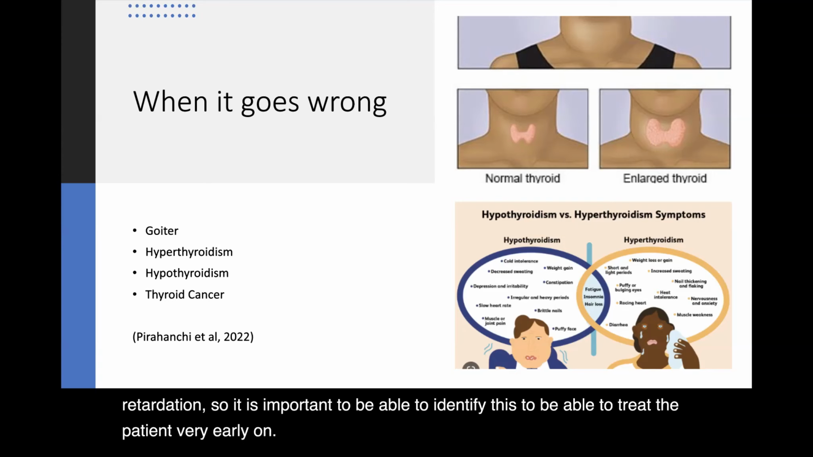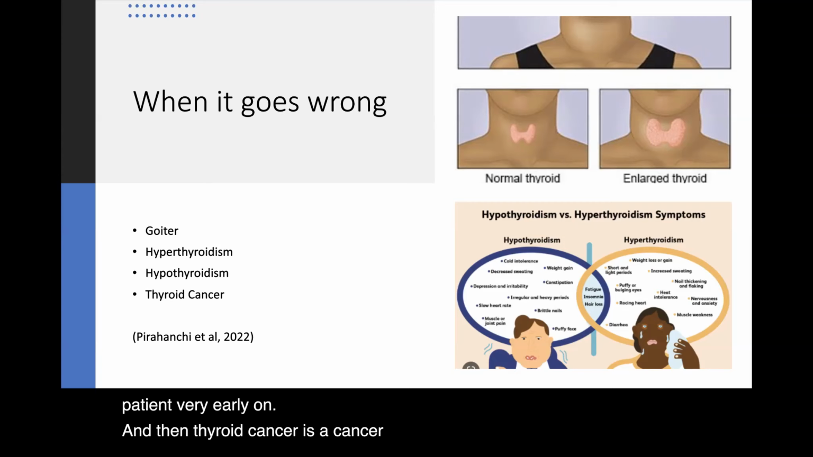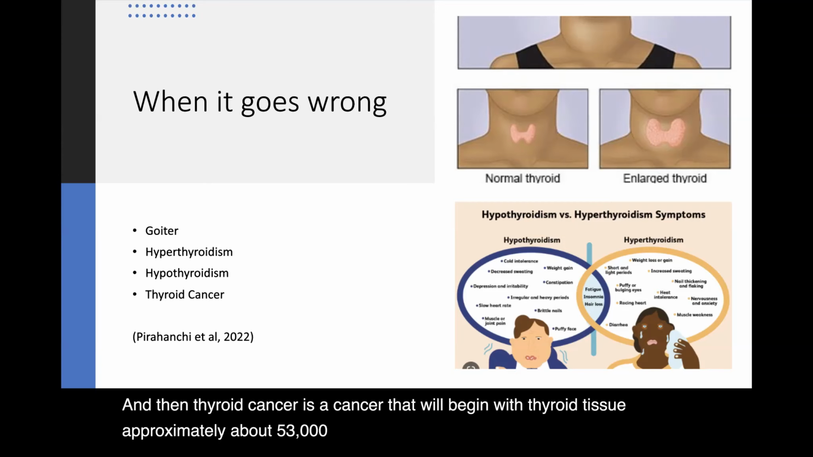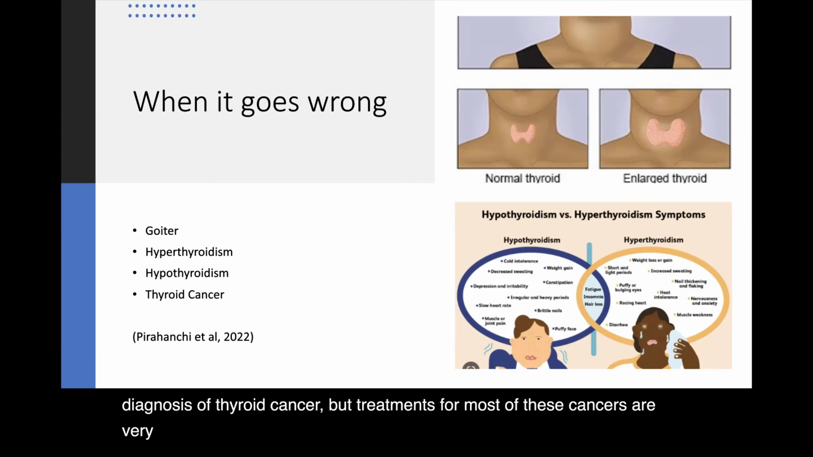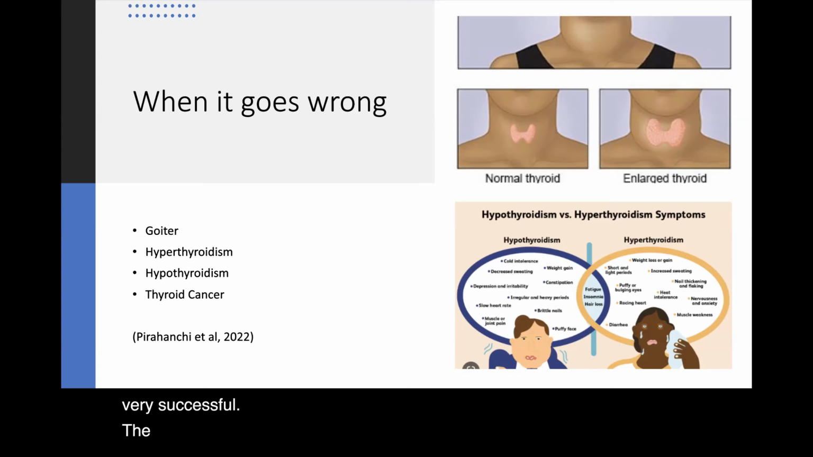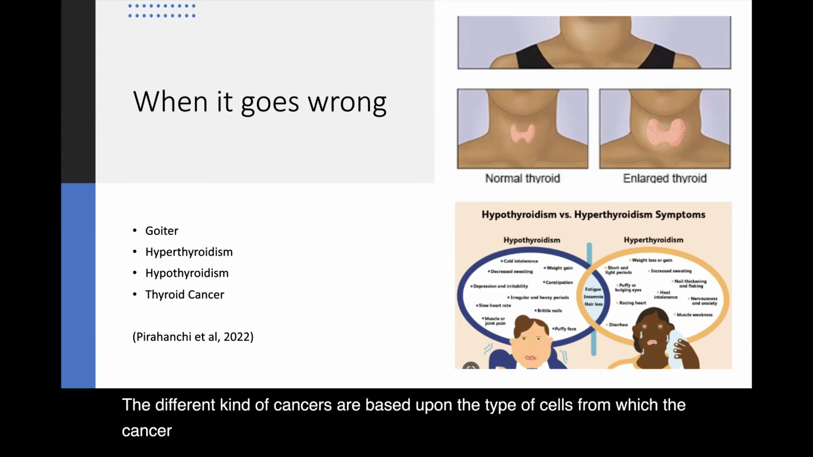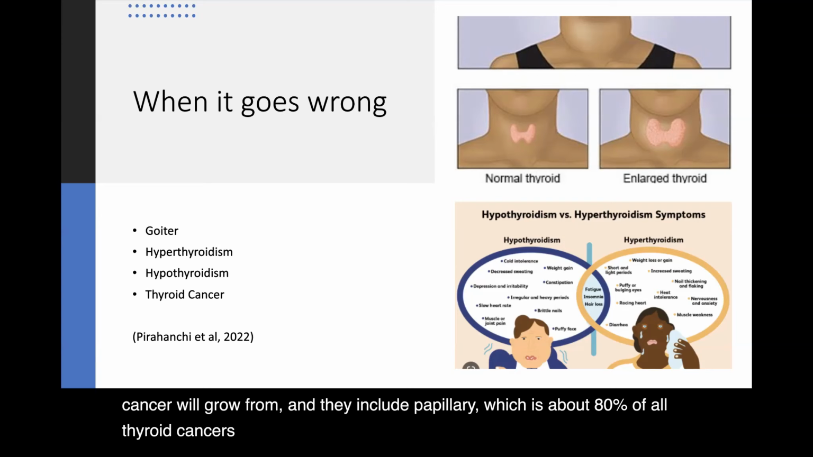And then thyroid cancer is a cancer that will begin with thyroid tissue. Approximately 53,000 people in the United States will receive a diagnosis of thyroid cancer, but treatments for most of these cancers are very successful. The different kinds of cancers are based upon the type of cells from which the cancer will grow, and they include papillary, which is about 80% of all thyroid cancers, follicular, medullary, and anaplastic.